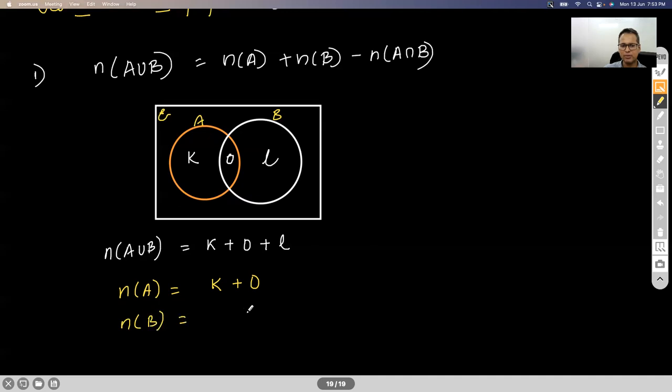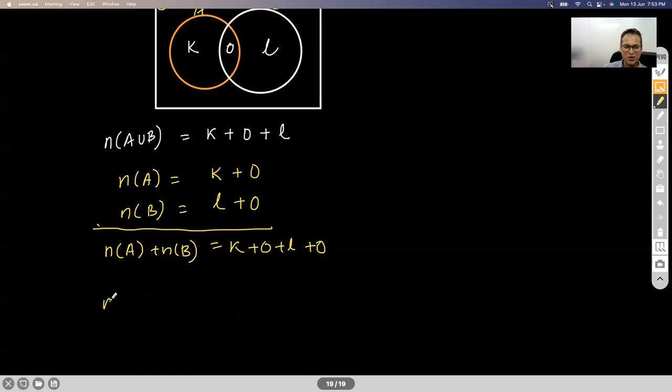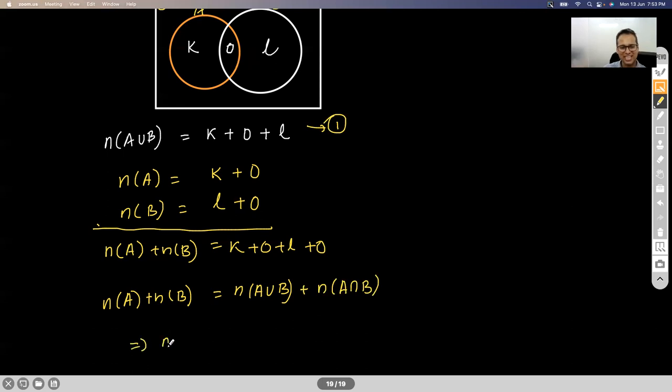Similarly, if you do NB, it will be L plus O. Isn't it? Now, if you add them, you would realize you'll end up getting K plus O plus L and an extra O also. Now, K plus O plus L is N(A union B), correct? That's what I wrote over here from 1. Correct. And this O is nothing but N(A intersection B) because O is the number of elements lying in their intersection. Correct. So that means I can easily say N(A union B) is NA plus NB minus N(A intersection B). Very easily proved by using Venn diagram.